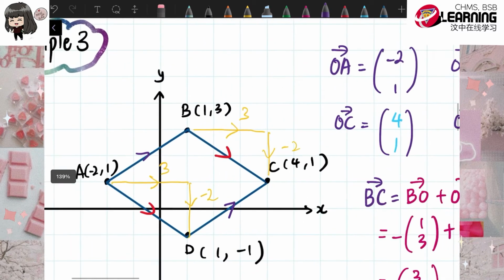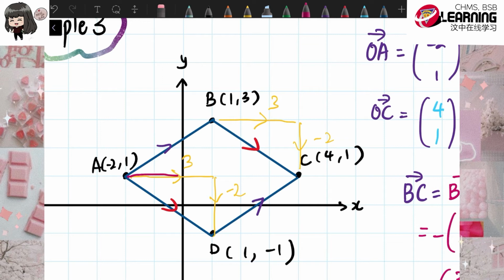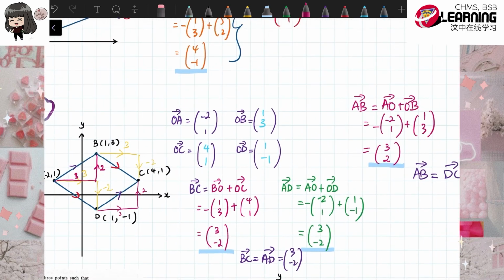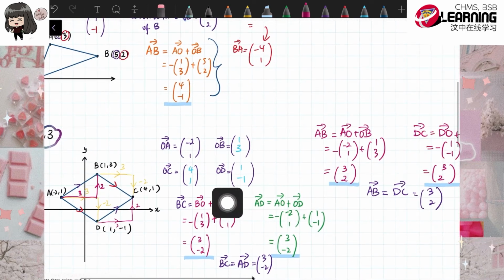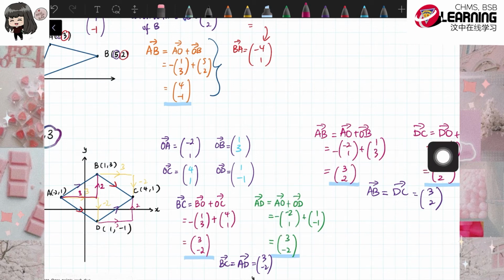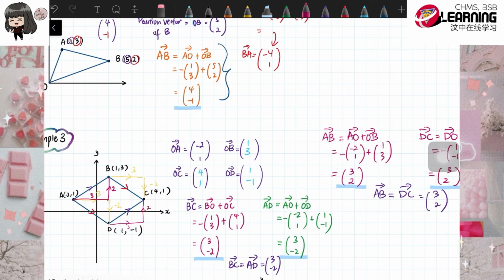Let's look at AB. AB is to the right 3 units, go up 2. Same goes for DC, 3, 2. So I'm using the vector method to find my BC, AD, AB, and DC. But in your exam, if the question did not say use the vector method, if you need to find the answer, you can just look at the diagram if you are given a diagram. If you are not given any diagram, you just look at the coordinates also. Alright, that's for example 3.